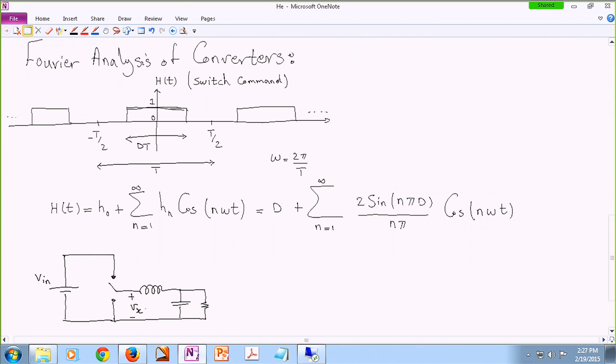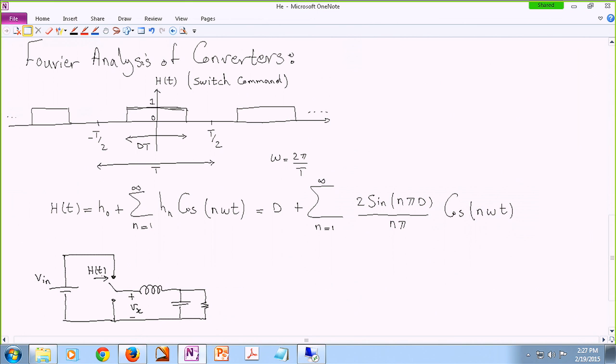I'm just going to call this voltage Vx, and you're going to see why. This command, I'll just call it h of t. By definition, if this signal is 1, that means the top throw is engaged. If h is 0, that means the bottom throw is engaged.